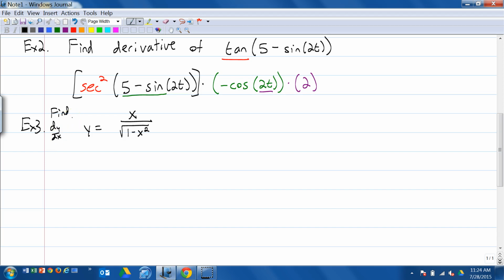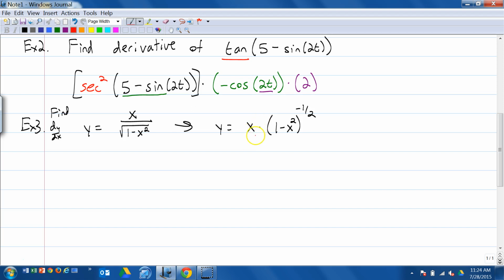Okay, so I'm going to rewrite this. This is the same thing as 1 minus x squared to the 1/2, and I'm going to bring it up. So this is saying that y is equal to x times 1 minus x squared to the negative 1/2. Okay, it's easier to write things that way. You could do quotient with the chain, but I like to do product rule.